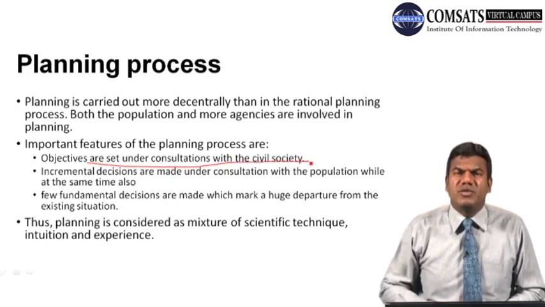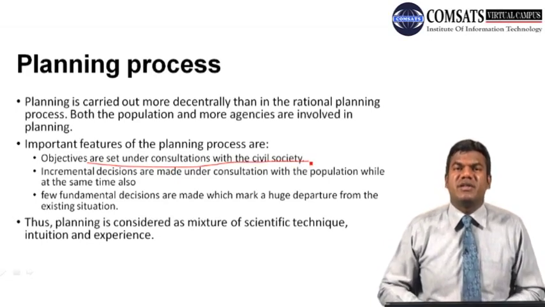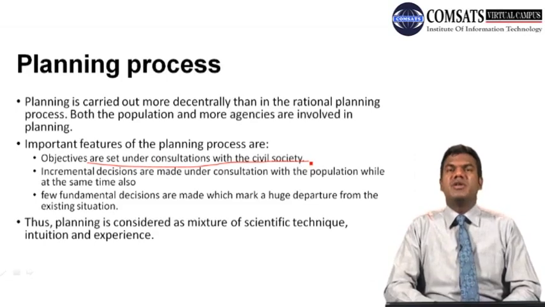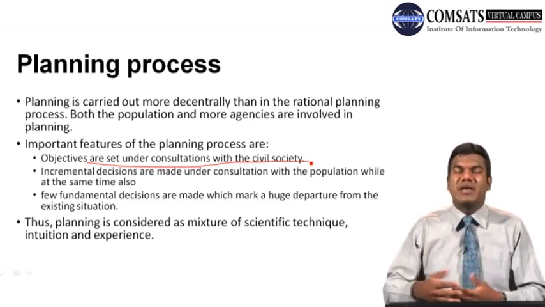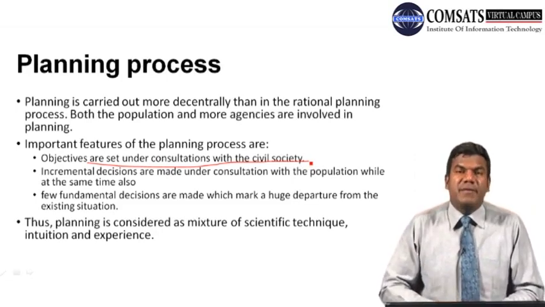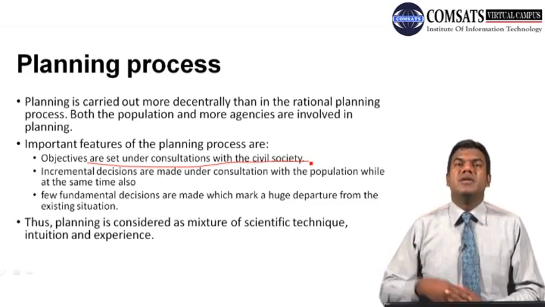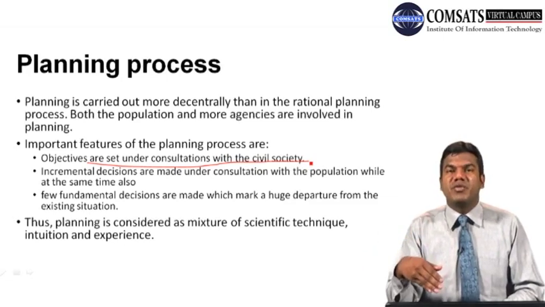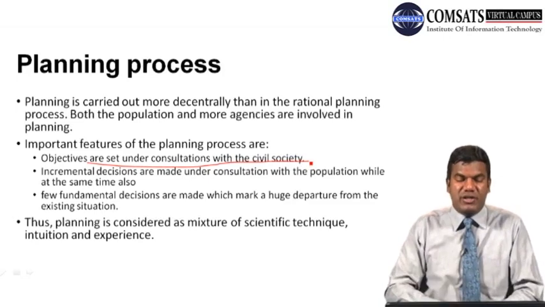Now, when objectives are set in consultation with civil society, number one, it is a participatory process, and number two, what will both parties be on the objectives? Agreed, because both have made them together. Then incremental decisions are made under consultation with the population. Whenever we take incremental decisions, whom are we involving? We involve the people, the public, because their stake is very much included.